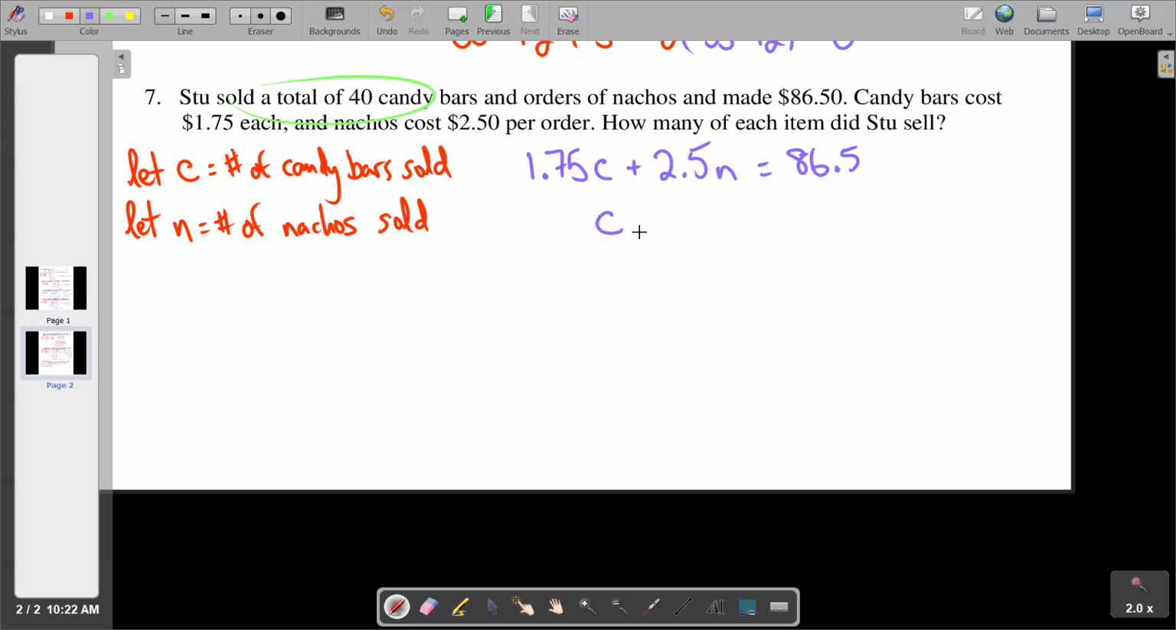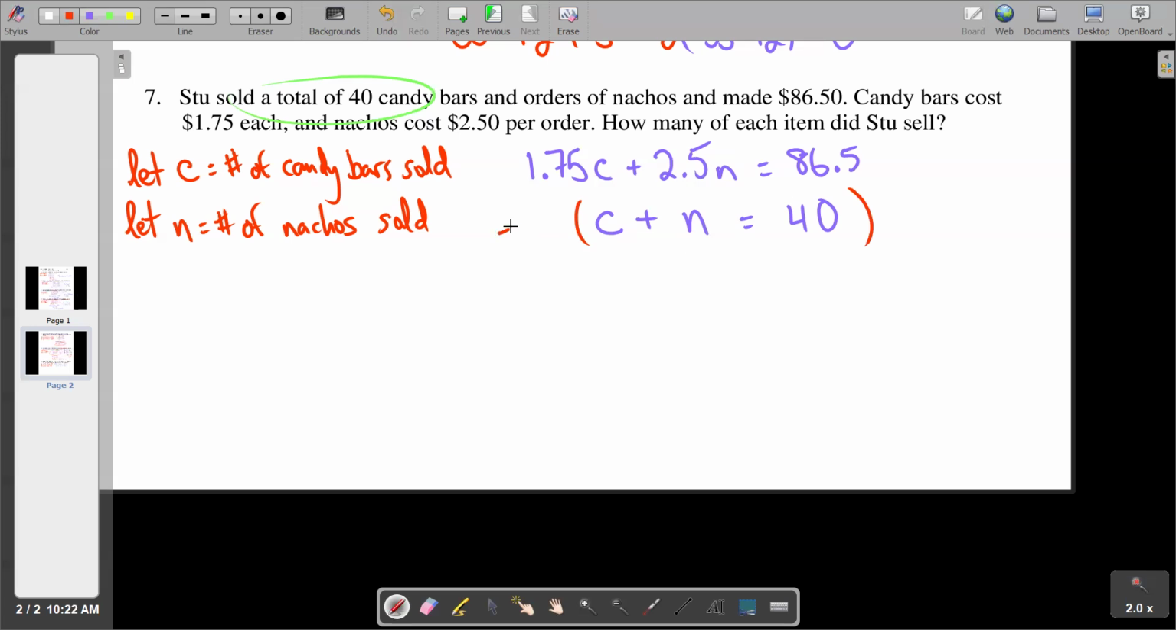So we don't know how many candy bars he sold. We don't know how many orders of nachos he sold. We just know that together he sold 40 items. That type of problem has always been a bit of a struggle just because that one equation hides. So good so far. I'm going to use elimination because I like it better. If you don't want to, I would recommend that you just tune me out for the next couple of minutes. If I want to use elimination, I need to make something cancel out.